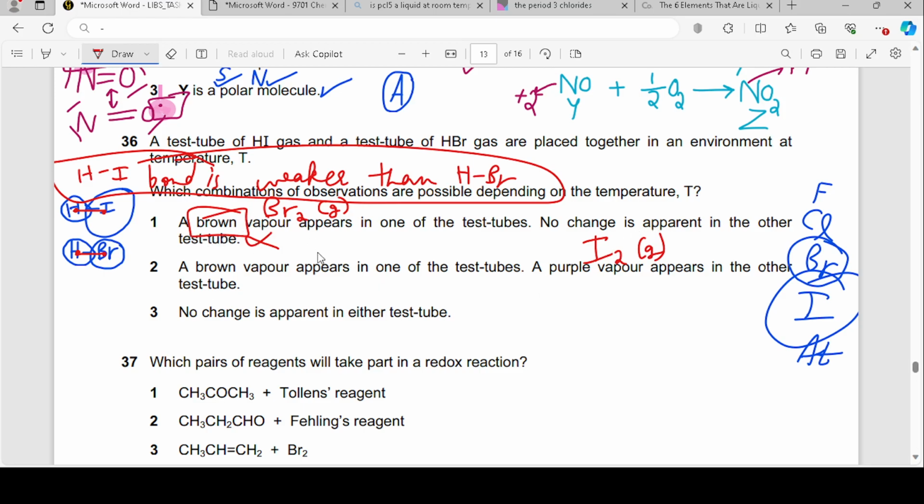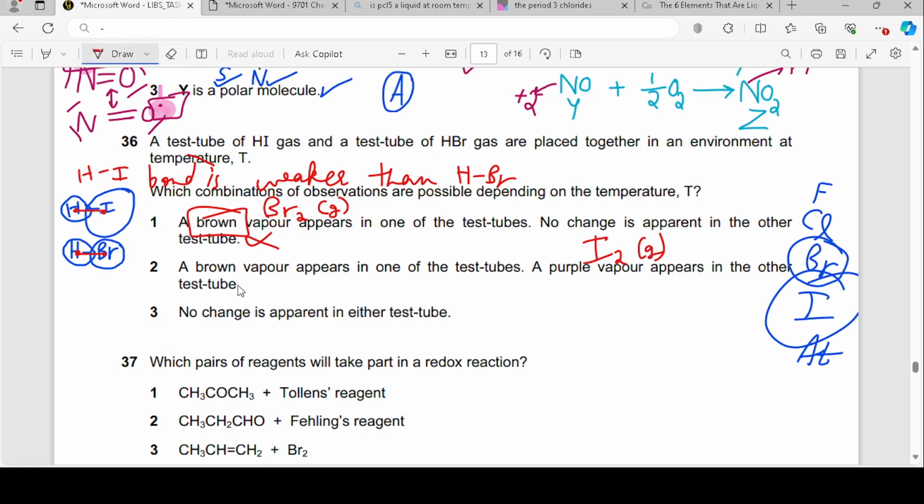So it's not possible that only a brown vapor appears in one of the test tubes and you don't see any change in the other test tube, because brown vapor means that hydrogen bromide has decomposed. But it is not possible that hydrogen bromide decomposes while hydrogen iodide has not, because the hydrogen iodide bond is weaker. So it should be the first one to decompose. I mean, technically you could say that this is possible, but it's a very, very low statistical chance, like 0.0000 something.